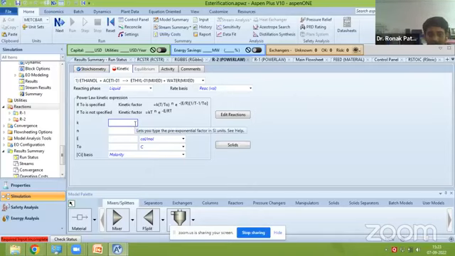So K is a pre-exponential factor. I'm just keeping some random values right here just to explain to you. And n is 0, that is T to the power 0, which is going to be 1. And the activation energy again needs to be determined from the kinetics of the reaction.